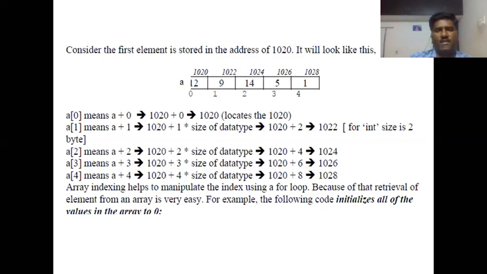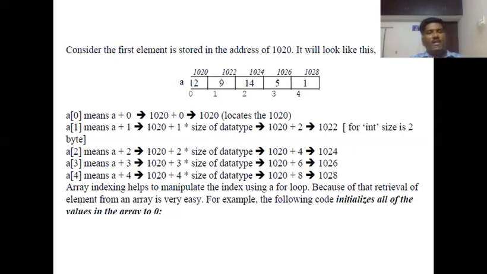So this is another example. We already told that here the base address is 1020. Here we store 5 elements: 2, 9, 14, 5, 1. Here A is an integer array, so we add 2 each time: 1020, 1022, 1024, 1026, 1028. This is the memory location of the array. 0, 1, 2, 3, 4 is the index of the array.